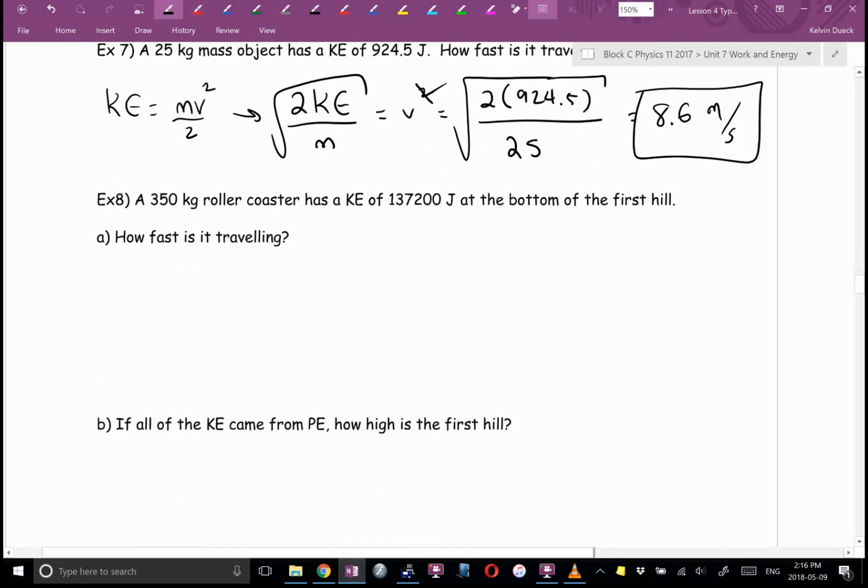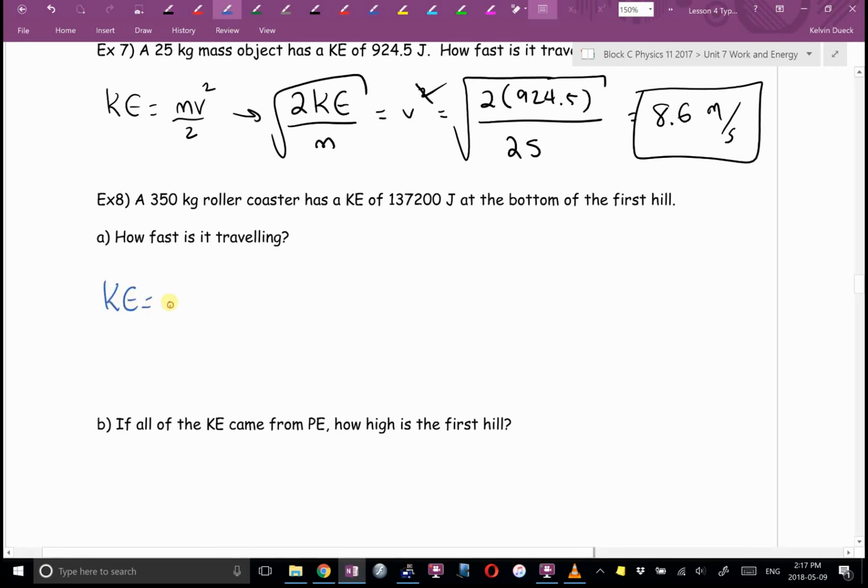This is also the physics of roller coasters. This is what you use to design roller coasters. A roller coaster has a kinetic energy of 137,200 joules at the bottom of the first hill. First of all, how fast is it traveling? Chloe, what's this question asked me to find? Speed. You know what? Let's just walk through that again.